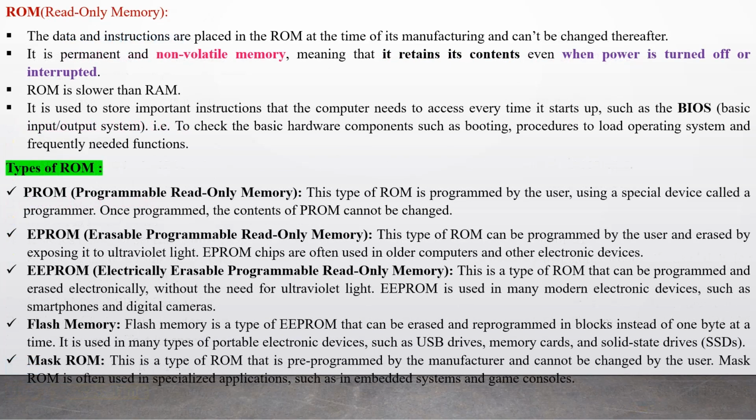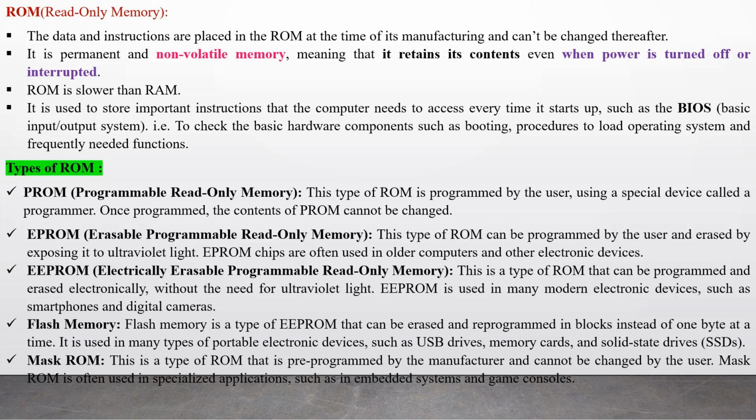Now we can discuss ROM, read-only memory. The data and instructions are placed in the ROM at the time of its manufacturing and can't be changed thereafter. It is permanent and non-volatile memory, meaning that it retains its contents even when power is turned off or interrupted. ROM is slower than RAM.